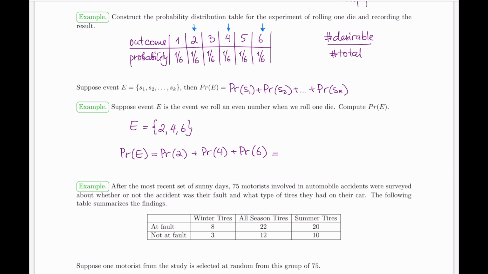The probabilities of each one of them separately have already been listed in the table, so I can simply add them up. 1/6 plus 1/6 plus 1/6, which will result in 3/6. Which of course, if you were computing the number of desirable over the number of total, you would see that the number of desirable is 3 and the number of total is, as always has been, 6, producing the exact same outcome.